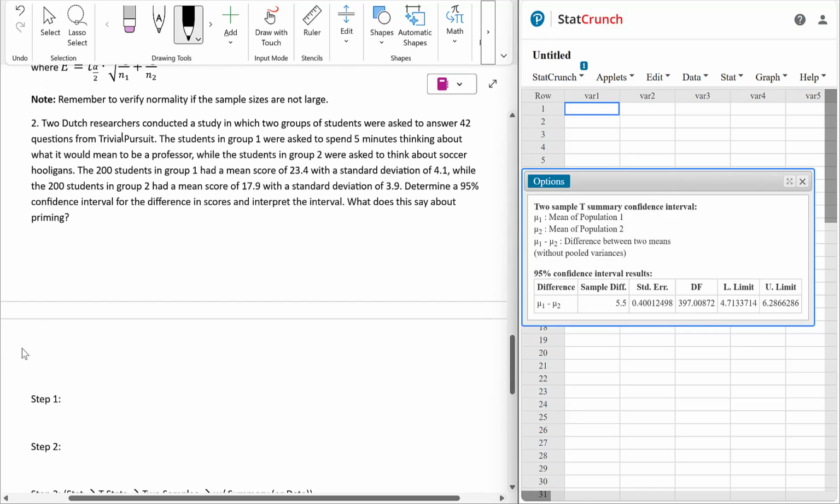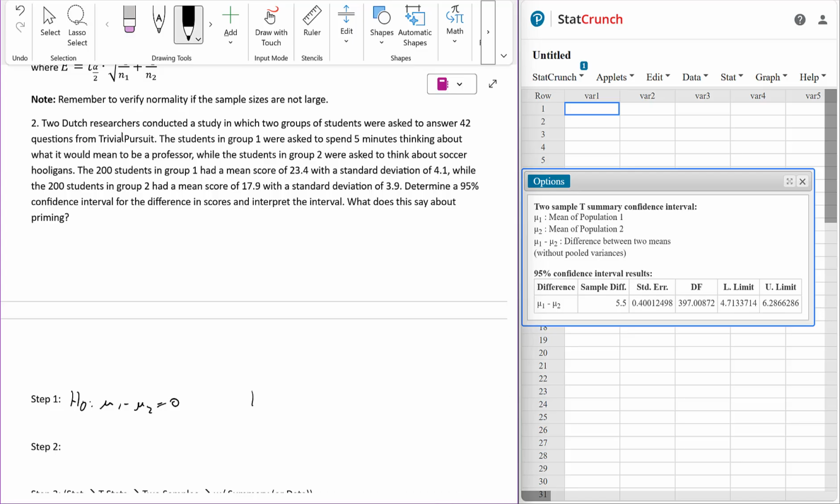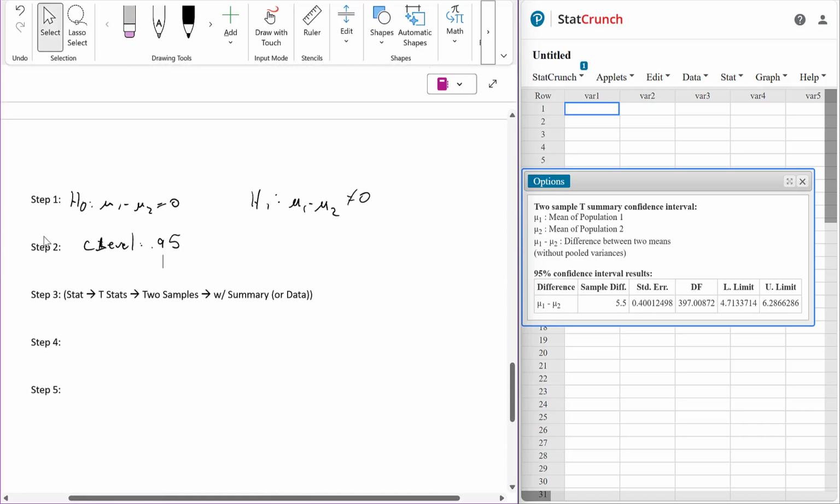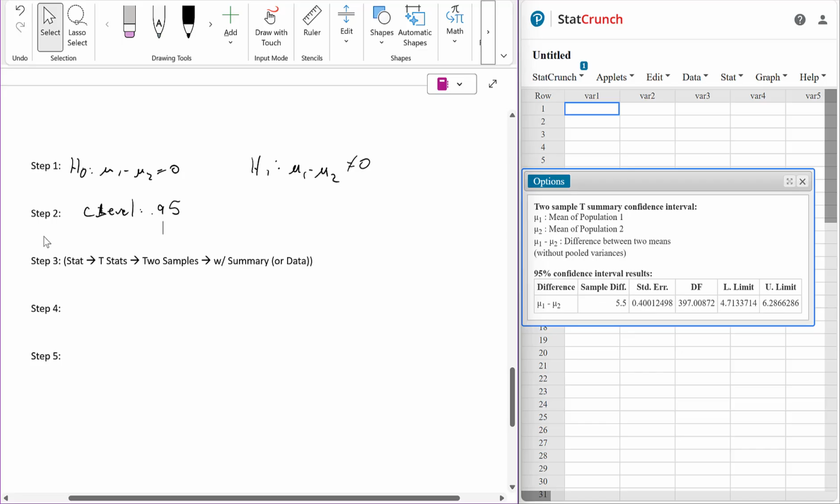We do want to set up our hypotheses. So H sub 0, mu sub 1 minus mu sub 2 equals 0. And for H sub 1, mu sub 1 minus mu sub 2, let's say not equal to 0. For step 2, we weren't given alpha. We can just put the confidence level here. All right, we're at 0.95 for that 95% confidence interval. Step 3, we've put in our data already. Stat, t-stats, 2 samples with summary. So we can put our confidence interval here.